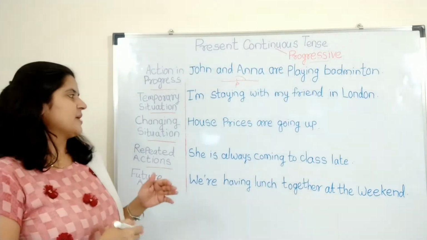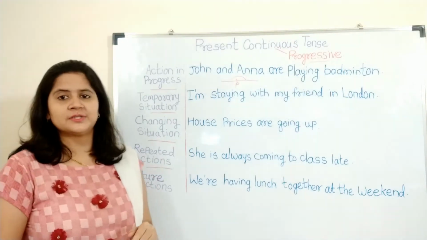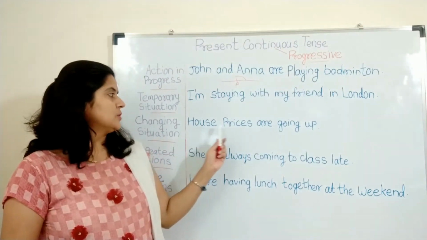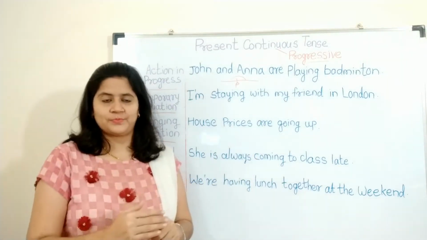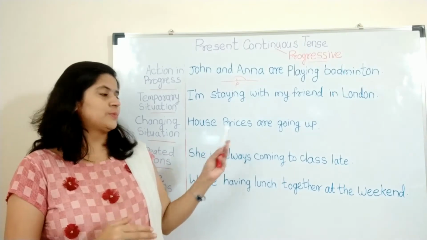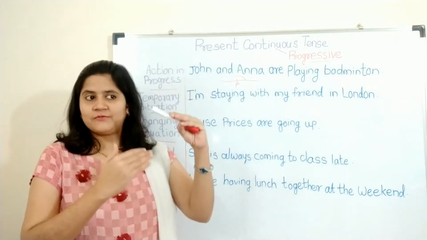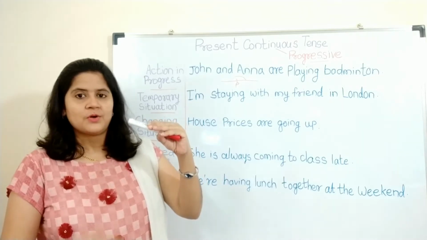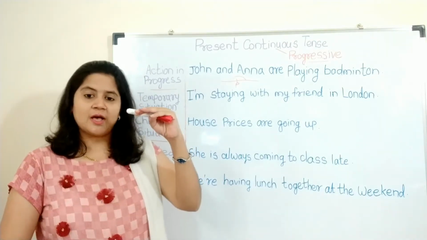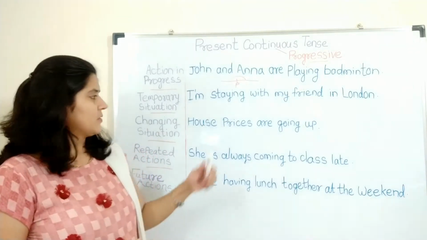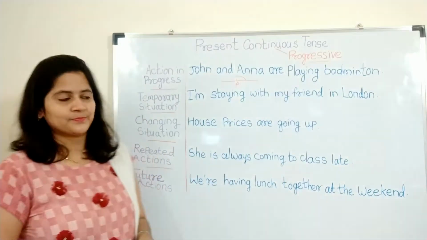Then sometimes we use present continuous to show changing situations, like house prices are going up. Okay, now you know that before lockdown the house prices were up. After lockdown you see that the house prices are down. Okay, so the prices are going up and down continuously. It is changing. Okay, in this way we can use it.